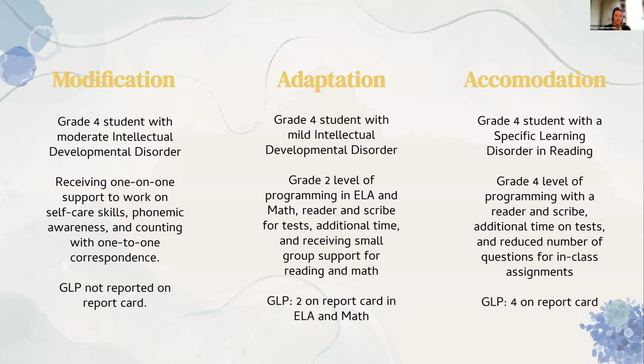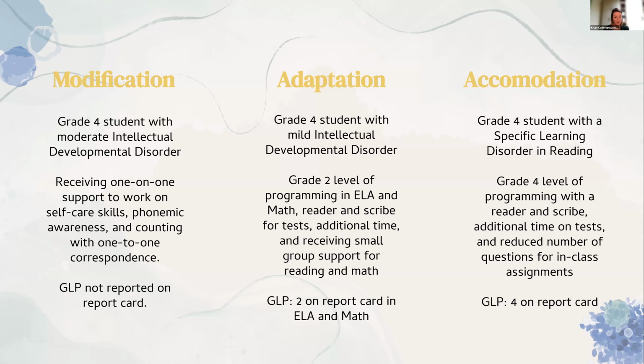And those various goals that you would have on their IPP would be the things that you're actually commenting on in terms of their progress. A student who has an adapted curriculum would be, say, a grade 4 student with a mild intellectual developmental disorder, who's learning and being evaluated at a grade 2 level, even though they're programmed in a grade 4 classroom. So their English language arts would be evaluated at grade 2, and so would their math.